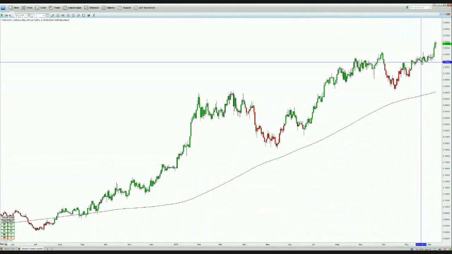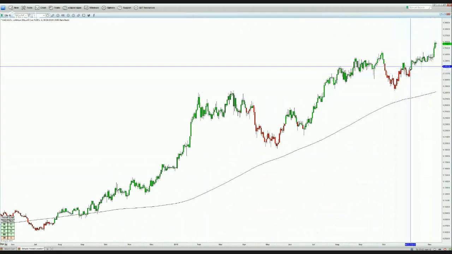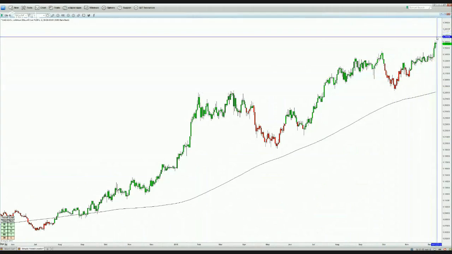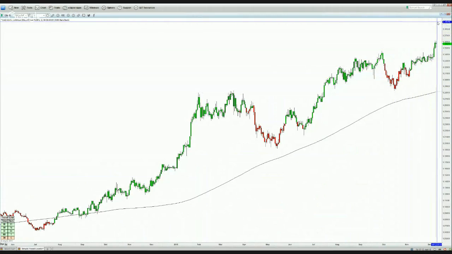The pullbacks aren't deep, and we want this structure to continue. So we want clean moves to the upside and a clean pullback or a flag formation, and then we want to break out back to the upside, and that is how we want the trend to develop. Move, pullback, breakout, move, pullback, breakout. This is what is called a linear trend.